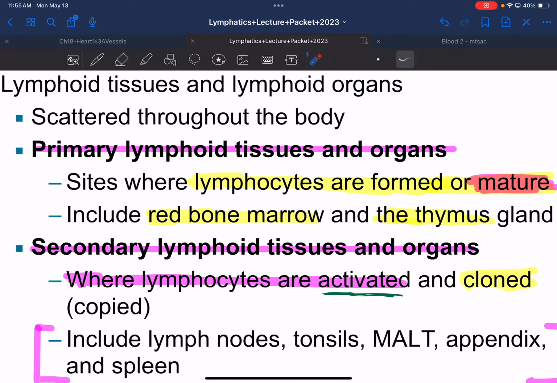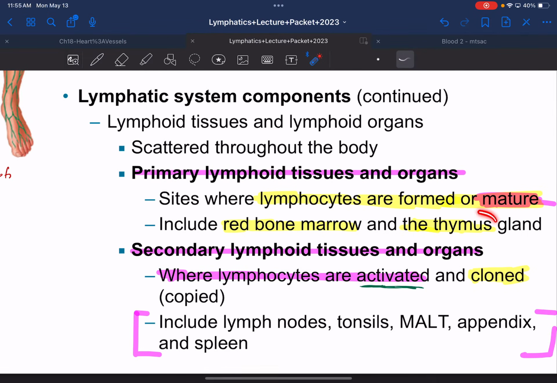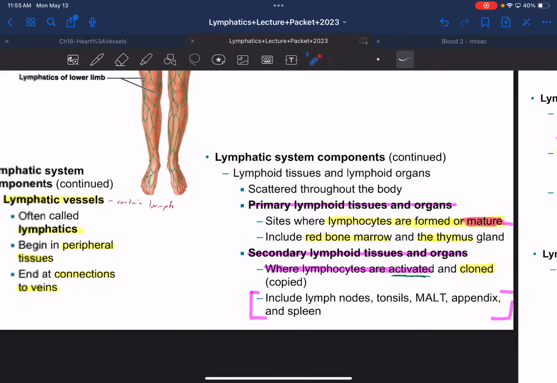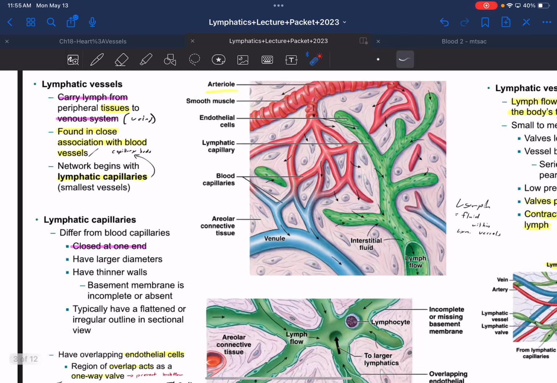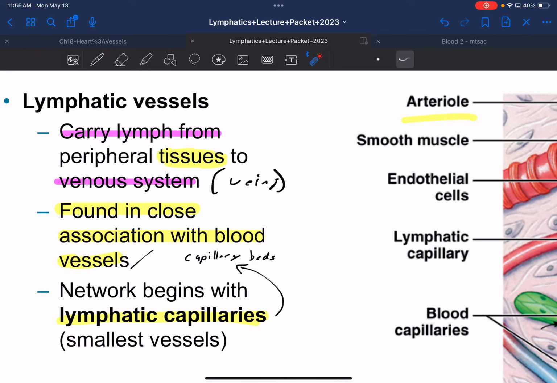The primary lymphoid tissues are going to include, obviously, where they come from, red bone marrow. Remember in our blood chapter, which is coming up in next week's exam, that there are myeloid stem cells and lymphoid stem cells. Today's topic cares about lymphoid stem cells. And then lastly, we have our thymus, which we'll talk about a little bit further. And so we move on to this slide, and then we add a little bit more detail about these vessels.